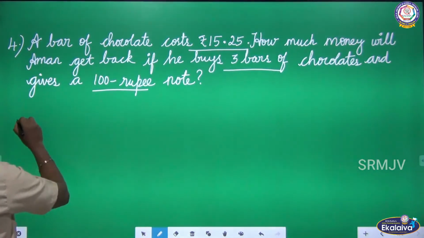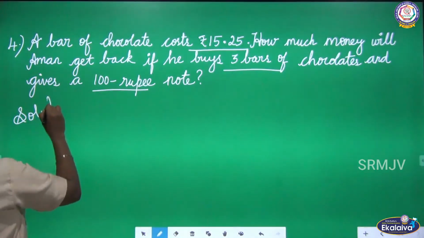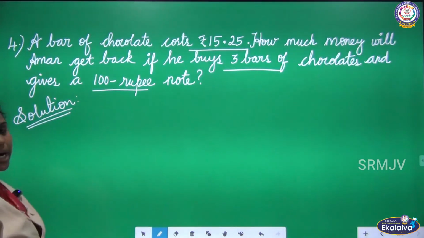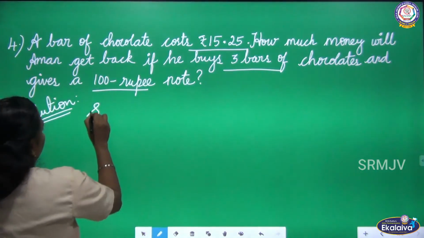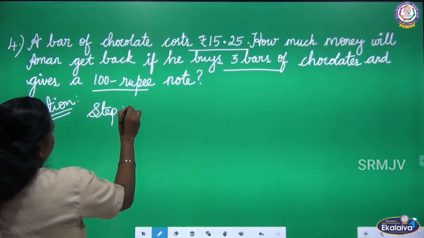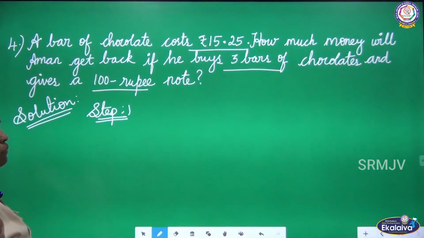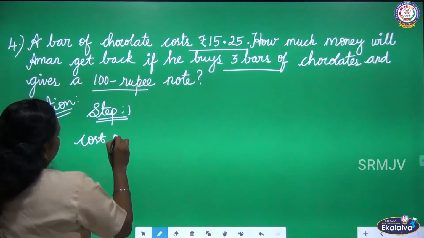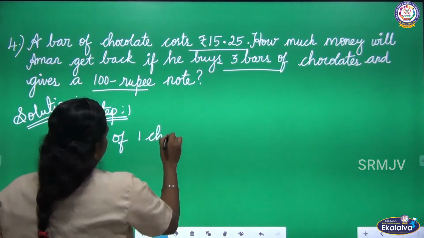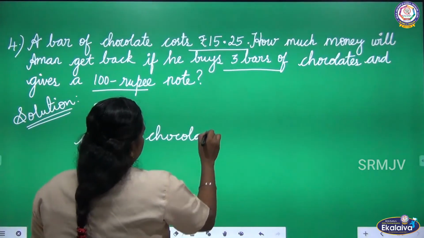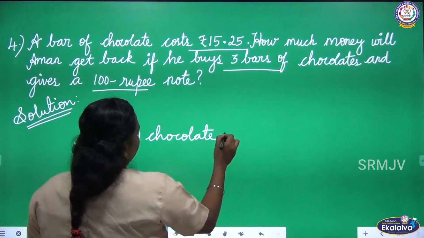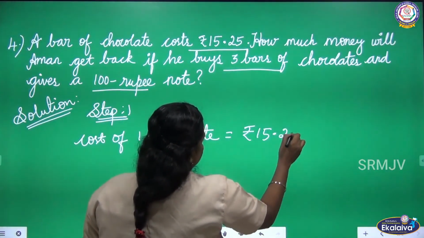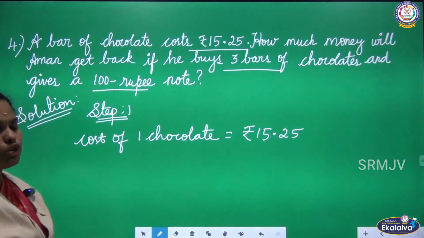So listen, write solution. So for this one we are going to write in 2 steps. So write step 1. So what is the cost of 1 chocolate they have given? So cost of 1 chocolate equal to, so tell me what is the cost of 1 chocolate is? Rupees 15 rupees 25 paise. Next, cost of 3 chocolates.